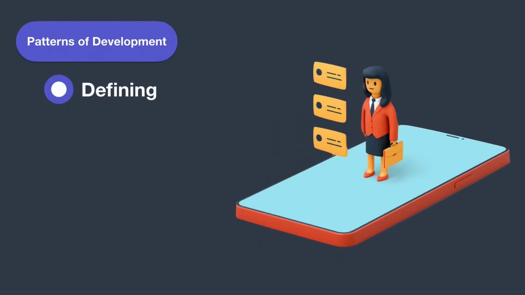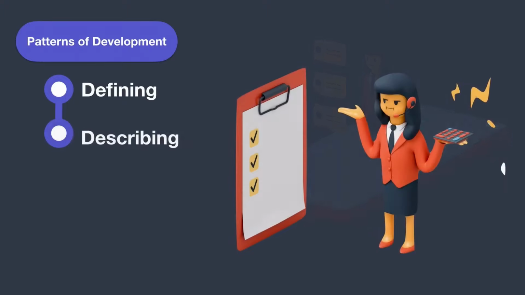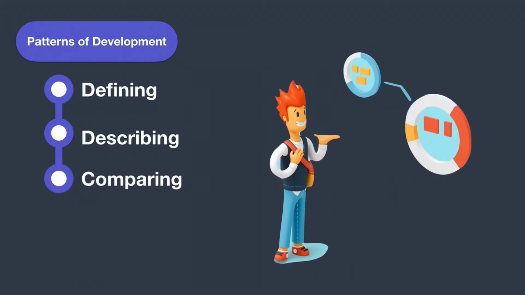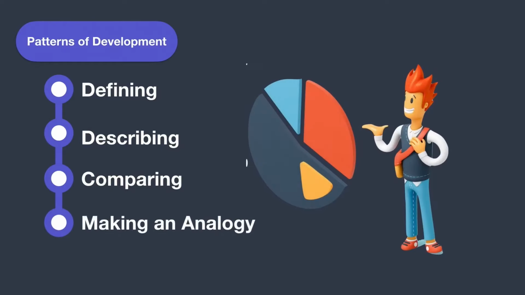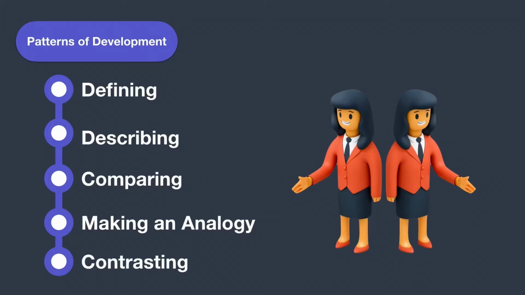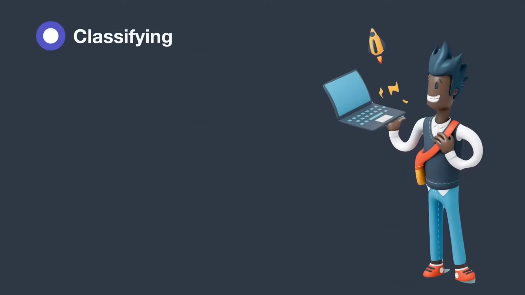Patterns of development. One, defining, giving the meaning of the concept. Two, describing, characterizing the concept by providing its characteristics. Three, comparing, equating with other concepts to ascertain similarities between concepts. Four, making an analogy. This is similar to comparing, but also includes any deduction of what has been compared. Five, contrasting, pairing or linking it with another concept with the purpose of identifying the differences between the concepts. Six, classifying, arranging concepts into groups based on ways they are alike.